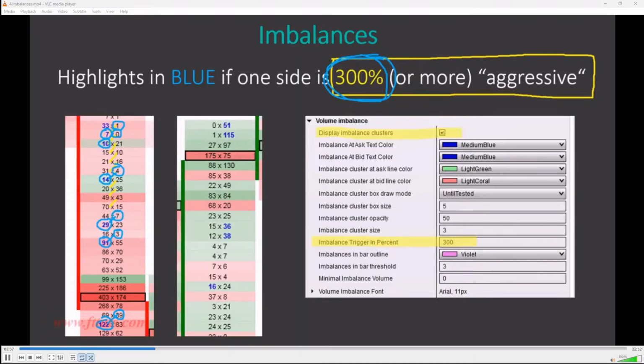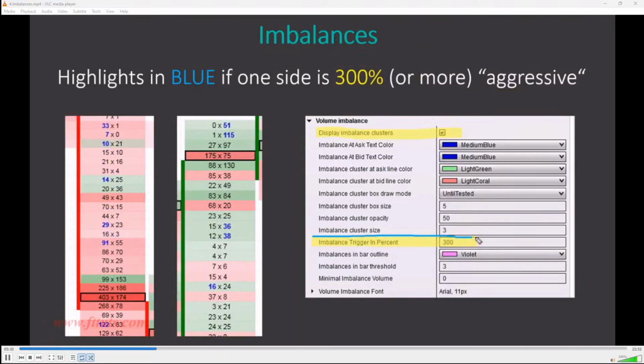All right. Now, if you go to options, then you can actually change the percentage, but the default is 300. That's what I use, and this is what suits me, but you can change this number however you want. And another important thing I should probably mention here is if you want to actually display those imbalances and those imbalance clusters, you need to tick this, all right? Otherwise, it won't show.